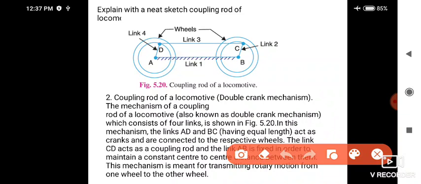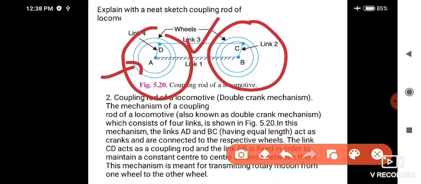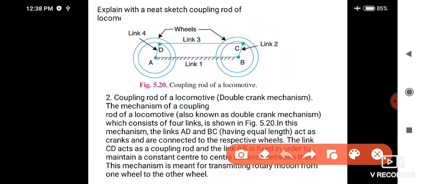It consists of many links like EAD and BC, which act as cranks and are connected to the respective wheels. The link rod connects the two cranks we have in this coupling rod of a locomotive. If any one of the wheels starts rotating, the other also starts rotating. So here we can call it the driver, and if it starts rotating, then obviously with the help of these links, this wheel also starts rotating. That's why it is called the double slider crank chain mechanism. The purpose of this mechanism is to get rotary motion from rotary motion.